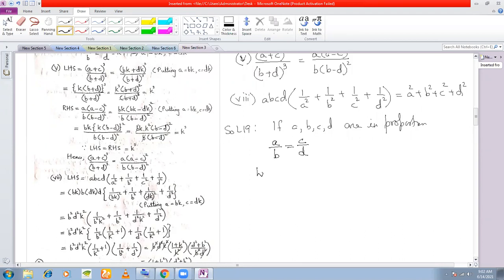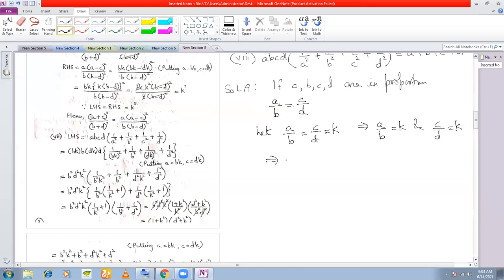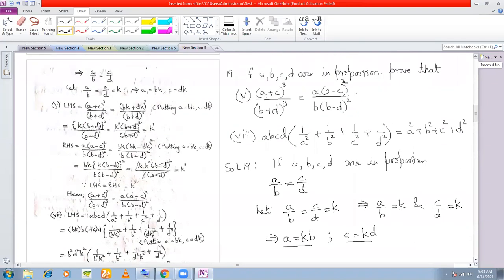So whenever you have this kind of a problem, that if four numbers are in proportion, you say let A by B is equal to C by D is equal to K. That means A by B must be equal to K and C by D must be equal to K. That means you get A is equal to KB and you get C is equal to KD. Okay. Now, once we have got the values of A and C, we'll see the first one. We need to prove this.